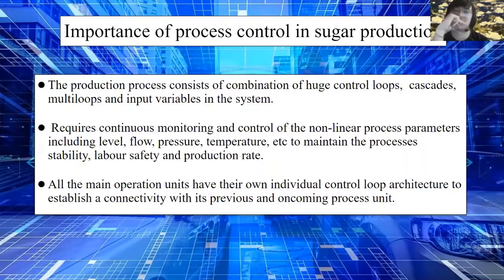So let's talk about the importance of process control in sugar production. The production process consists of a combination of huge control loops, cascade as well as multi-loops, and input variables in the system. The process requires continuous monitoring and control of the nonlinear process parameters to maintain the process stability, labor safety, and improve the production rate.